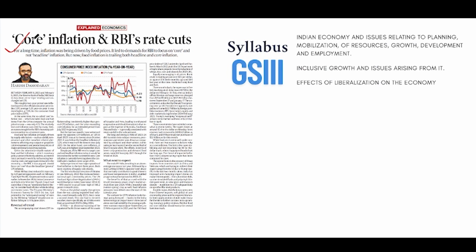Core inflation and RBI's rate cuts appear on the Explained page in the Indian Express today. An article written by Harish Damodaran talks about the recent monetary policy decision of the RBI to ease the monetary policy by 25 basis points. But remember that the RBI had maintained quite a strict stance from 2023 until 2025, and that was mainly driven by high inflation.